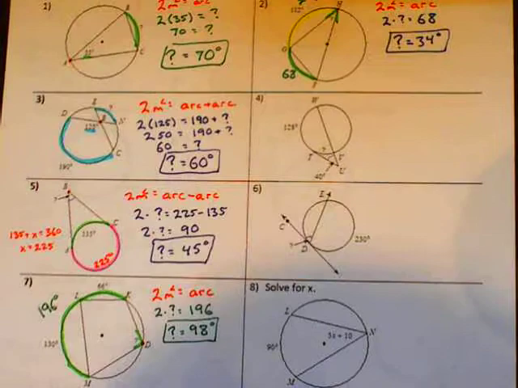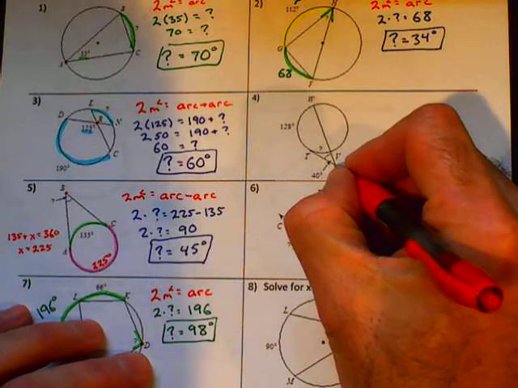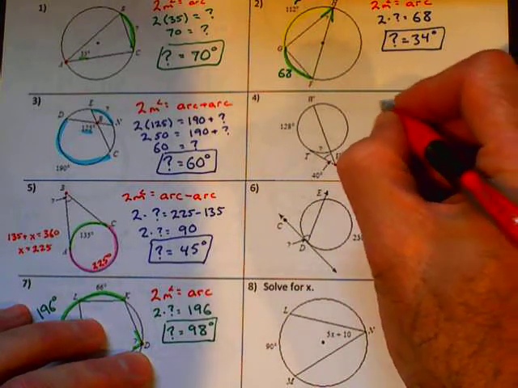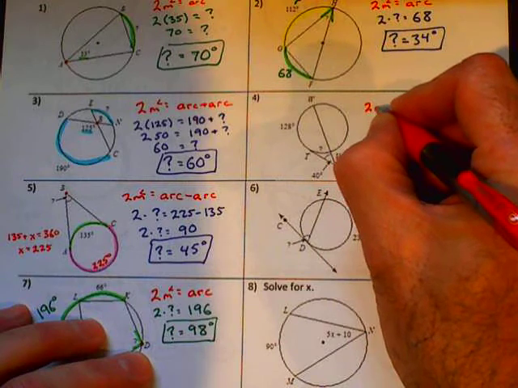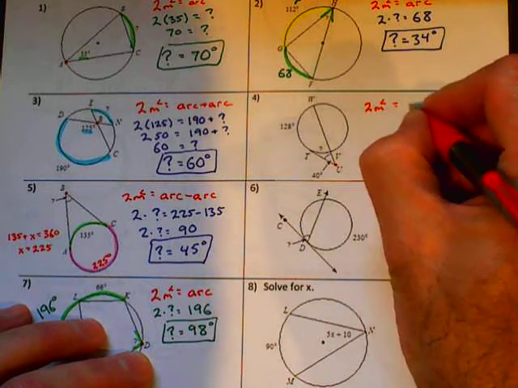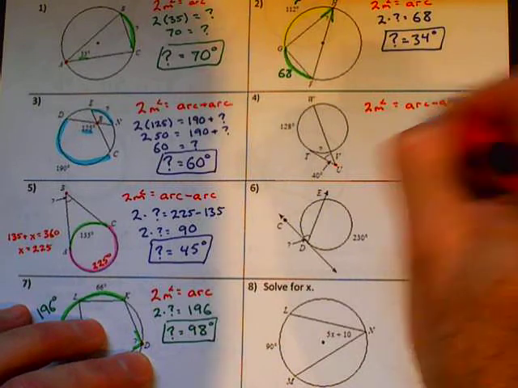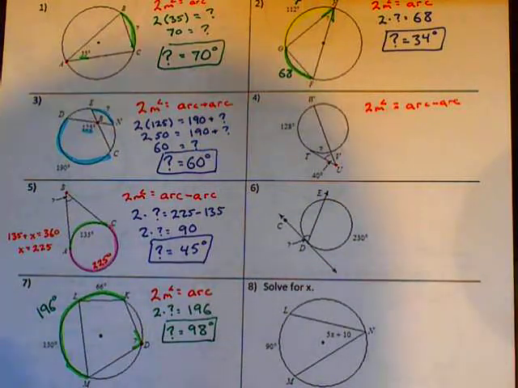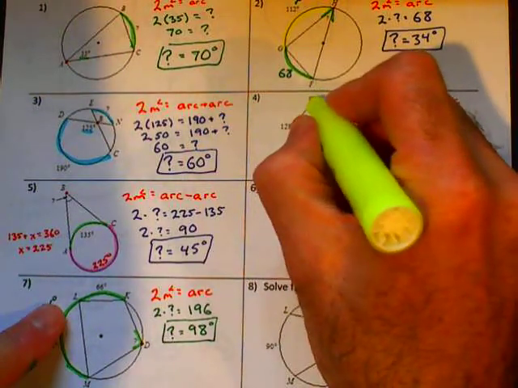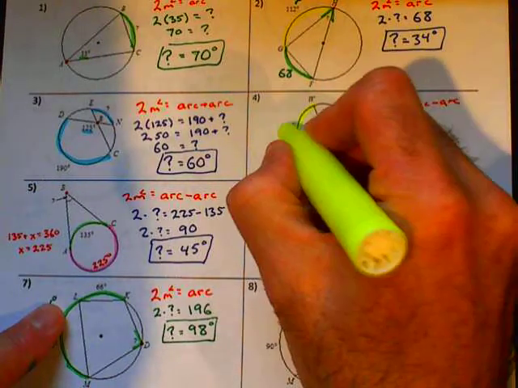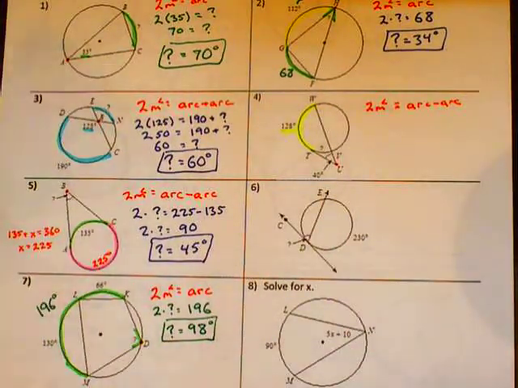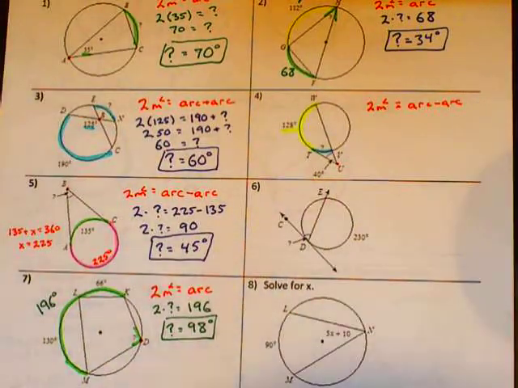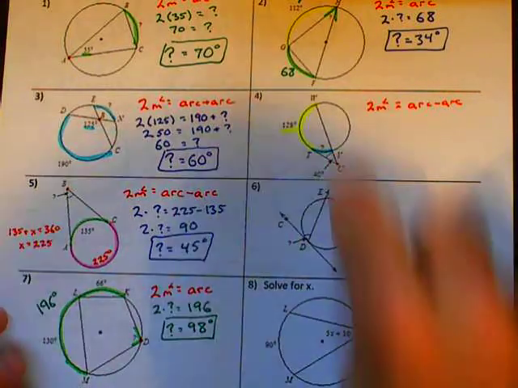The next part, this vertex is outside the circle. At some point, I know I'm going to be using, and I think right immediately I want to be using, double the angle. Outside, we subtract the arcs. Arc minus arc. We have that arc, and we're looking for this other arc. It's the question mark. And we don't know what that arc is.